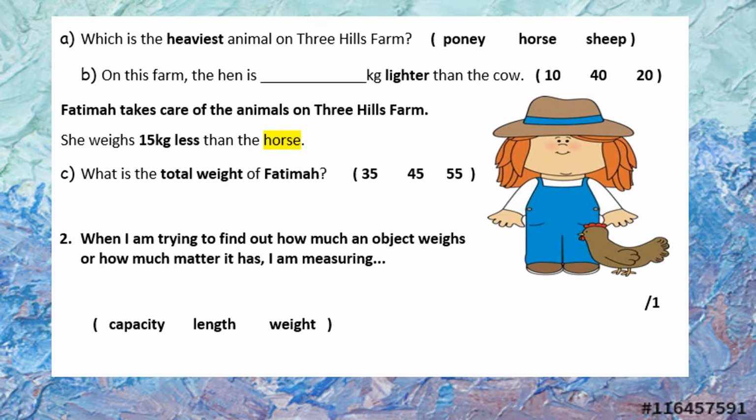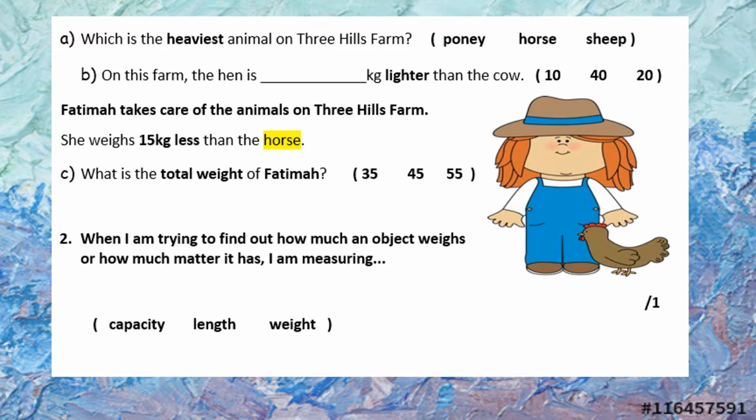B part, on this farm, the hen is dash kg lighter than the cow. Estimate and find out. Part C. Fatma takes care of animals on Three Hills farm. She weighs 15 kg less than the horse. What is the total weight of Fatima? Find out.